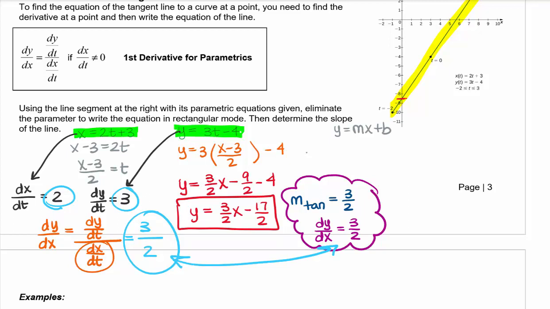or Cartesian mode. So I don't have to go through the lengthy process every time of converting everything to, in layman's terms, x's and y's, and eliminating that parameter. I can keep it in parametric mode, and as long as I divide accordingly, dy/dt divided by dx/dt, so long as that denominator, dx/dt, is not 0, we can find that first derivative value.